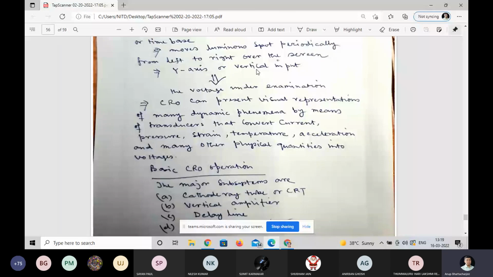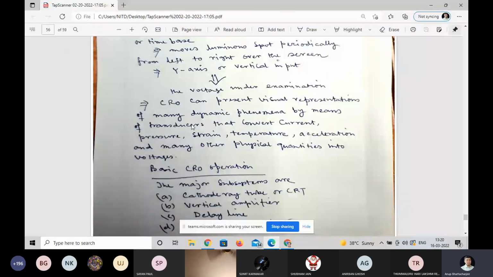The transducer converts any form of energy into electrical energy, that is, into voltages. Suppose the transducers convert current, pressure, strain, temperature, acceleration, and other physical quantities into voltages. So this is basically a transducer. That is what I have written here. Although the transducer part does not come under this basic electronics subject, I have got the scope to define a transducer, so I have told you and written here what transducers are.